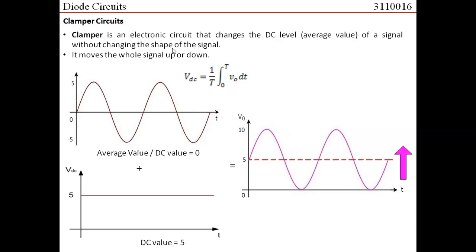Let us come back to the definition of clampers. Clampers are electronic circuits that change the DC level or the average value of a signal without changing the shape of the signal. So the shape of the signal is remaining the same, it is a sinusoidal signal, but here the average or the DC value was 0, here the average or the DC value is 5 volts. This is what clampers do. Because clampers shift the level of the signal, they are also called level shifters, right?